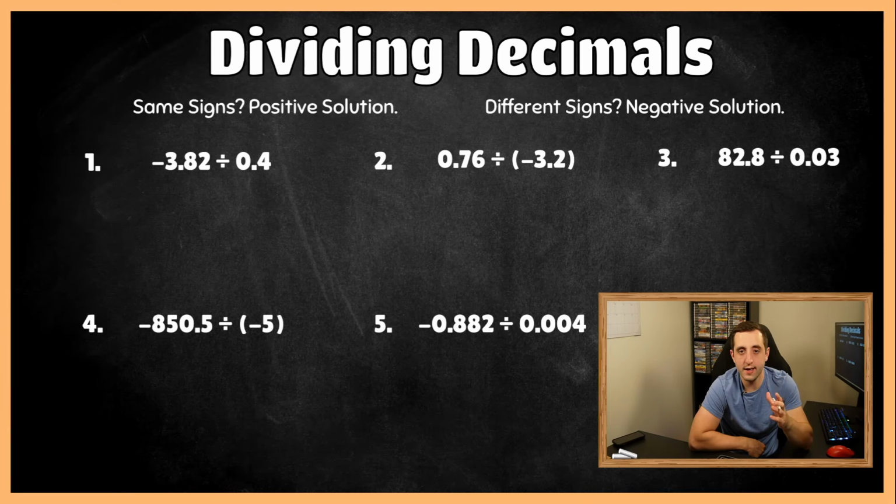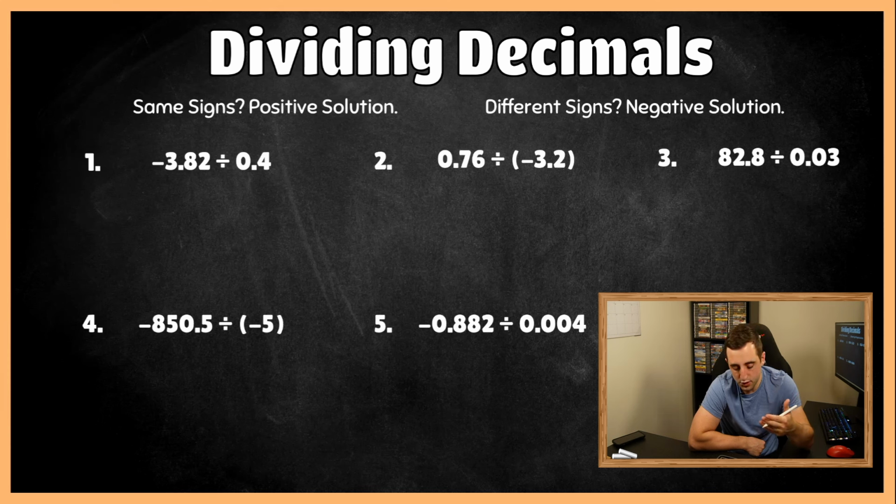Now, when you are dividing decimals, the very first thing that I always tell my students to do is determine what the sign is going to be for our final answer. Is it going to be a positive solution? Is it going to be a negative solution? And we can determine that by just using our multiplying and dividing rules. If your numbers have the same signs, whether they're both positive or both negative, your final answer is always going to be positive.